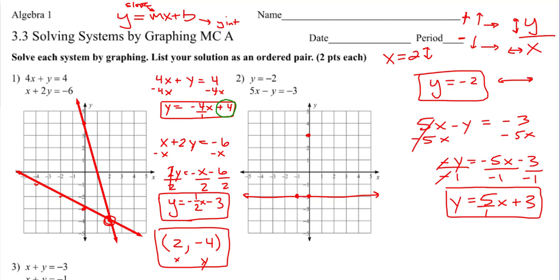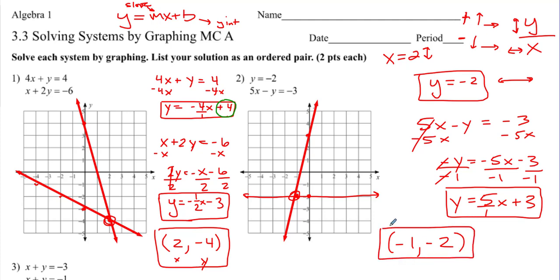So now let's draw this line. And it looks like we intersect right here. So what is this point? -1, -1, and then -2. Okay. A lot of the mistakes that happen are this right here and doing that conversion. Alright.